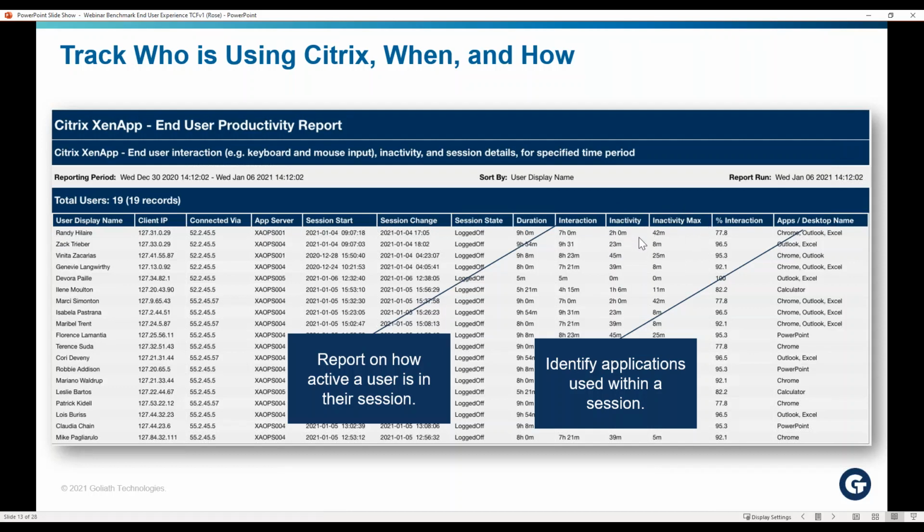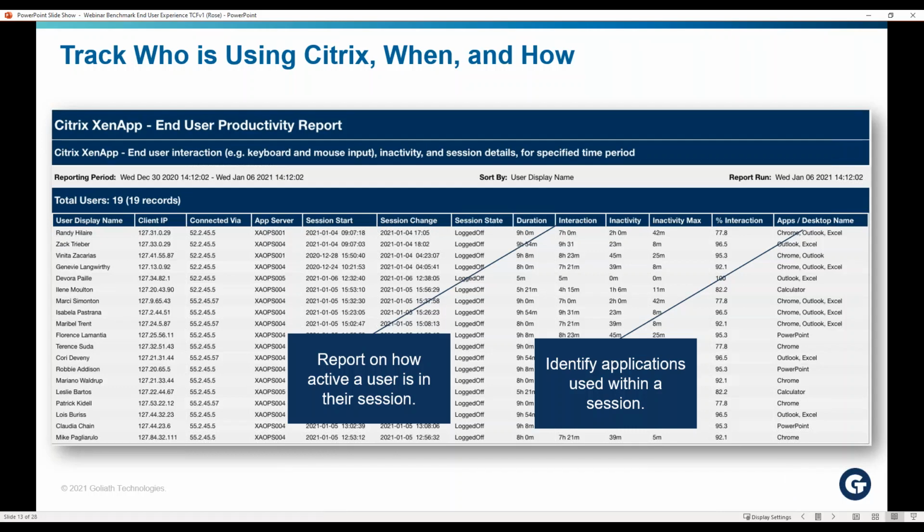His max inactivity time was 42 minutes. So the maximum amount of time that he was inactive was 42 minutes, maybe he stepped out for lunch. And then the percent interaction time was roughly 78%, as well as the specific applications that were being used within the session. So this is another report the client was able to leverage to understand, with so many people working remotely, how they were actually being productive, as well as all the other benchmarking metrics that we touched on.